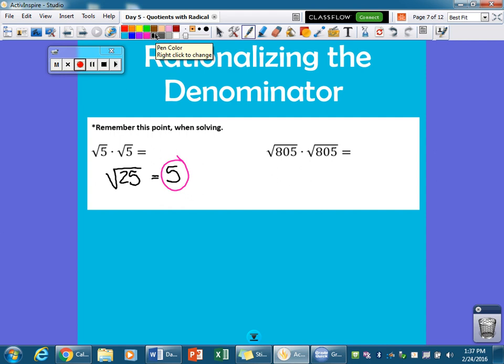Same thing with this one. I know my answer is already going to be 805. They're the same number underneath there. So my answer is just 805, regular. No radical, no square, no nothing. Okay? And there you go. You could type it in the calculator, but remember, this will not be a calculator problem. Okay? This is something that you're supposed to know in your head. Which again, it's not really that difficult.